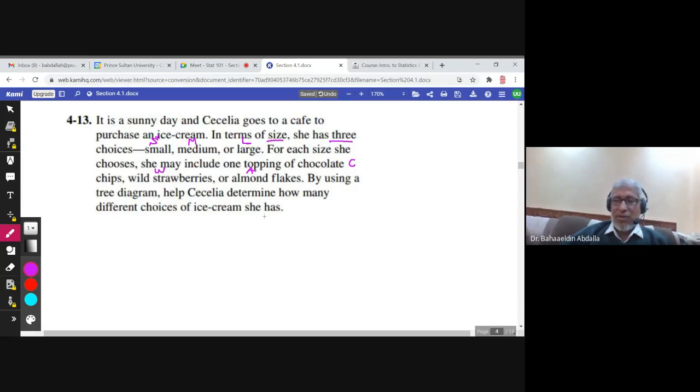You have to think first of the experiment. What is the experiment? Cecilia will choose the size of the ice cream, and then she will choose the flavor. And that's the experiment. Okay. How to find the outcomes? If she chooses first the size, what are the possible sizes? S, M, or L. So there are 3 possible sizes. And then there are 3 possible flavors. So she will have 9 choices.